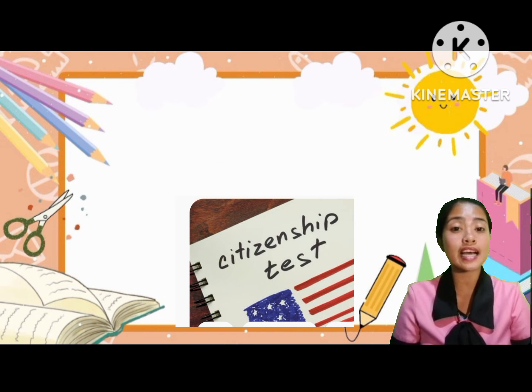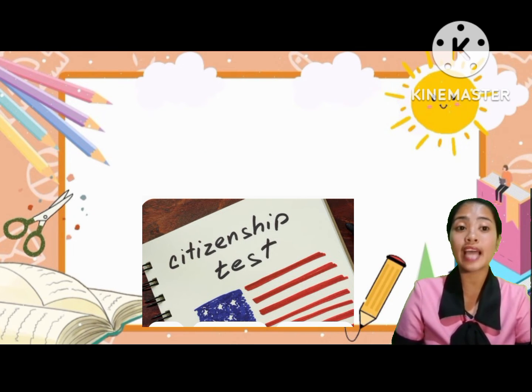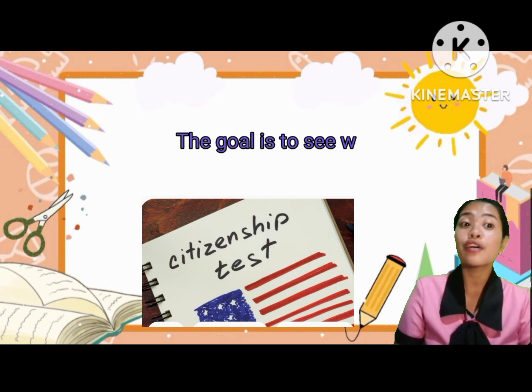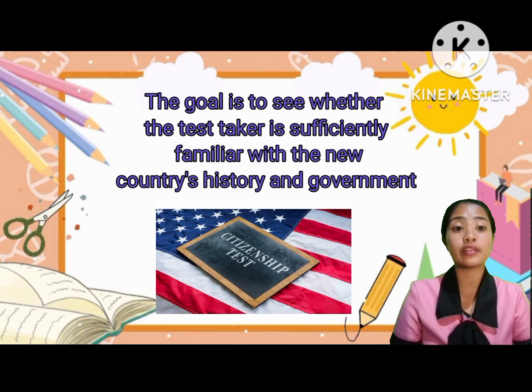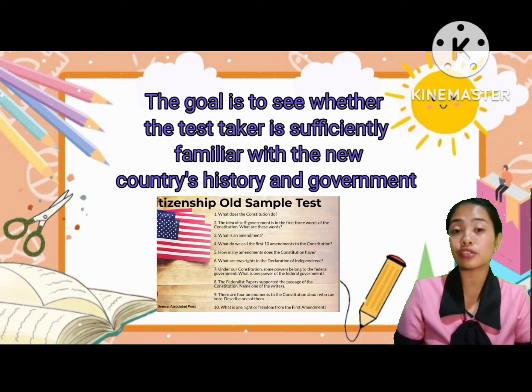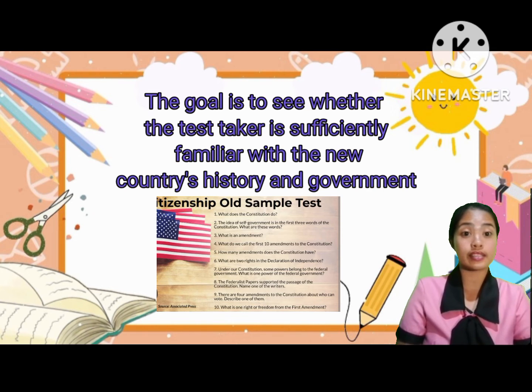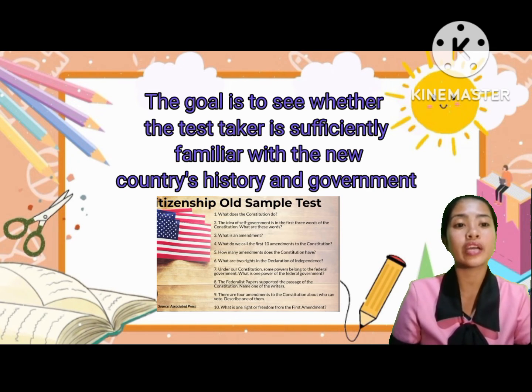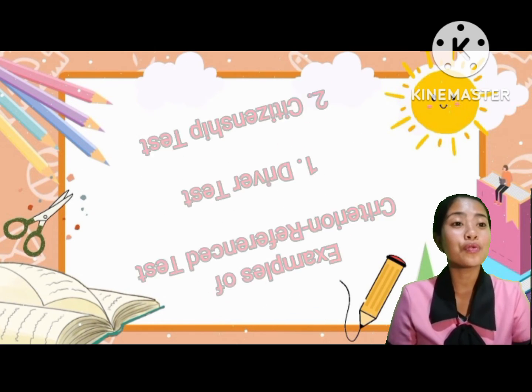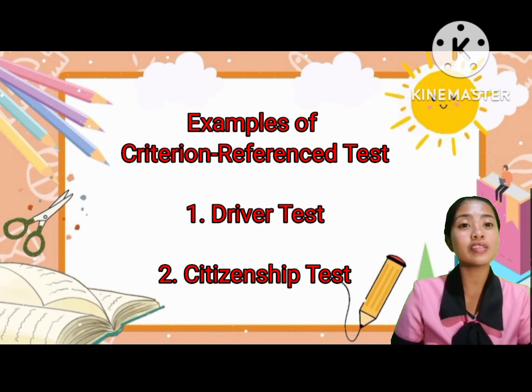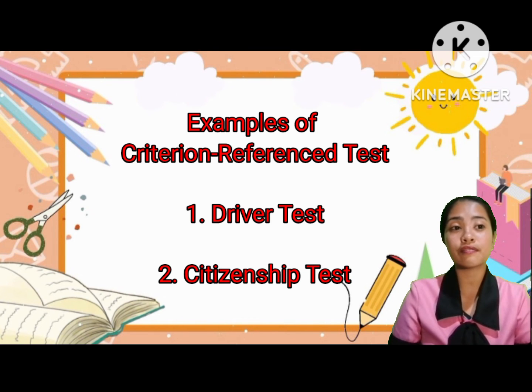The other one is the citizenship test. These are usually criterion-referenced tests because their goal is to see whether the test taker is sufficiently familiar with the new country's history and government, not to see whether one test taker is more knowledgeable than another test taker. So those are some examples of criterion-referenced test.